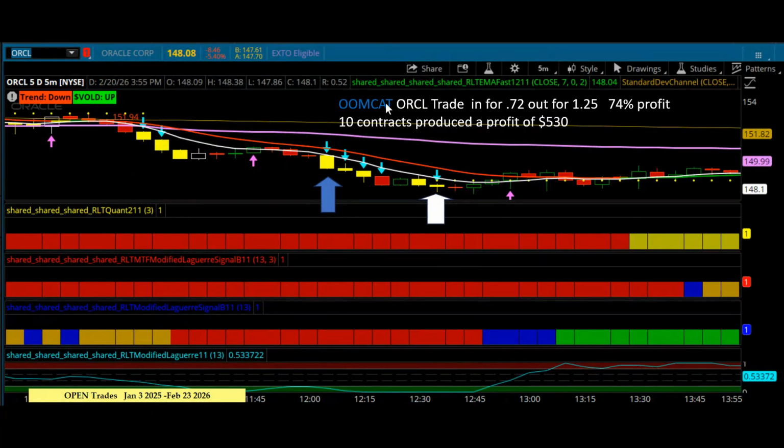This is an UMCAT trade. This is an out of the money catalyst. So this is on a 5-minute chart, and I'm taking this trade because there is a catalyst for it, and I'm going to use out of the money puts. This is Oracle. This is where I took it right here.